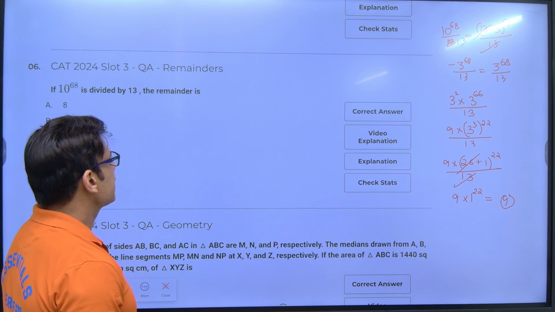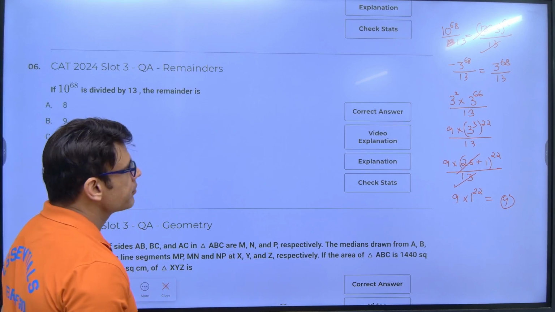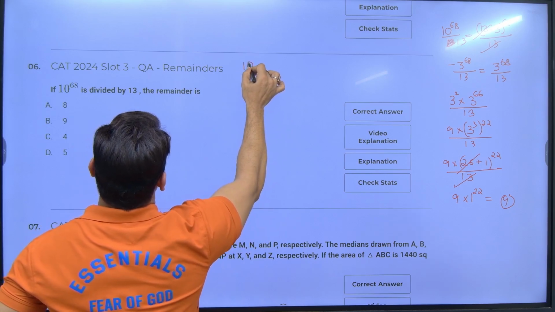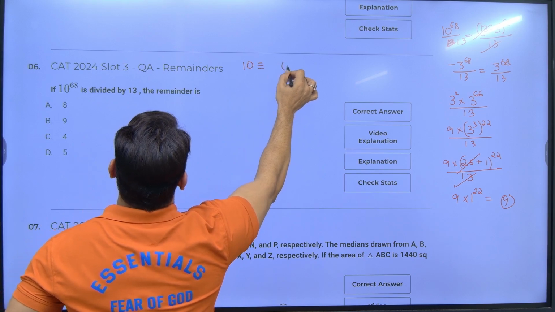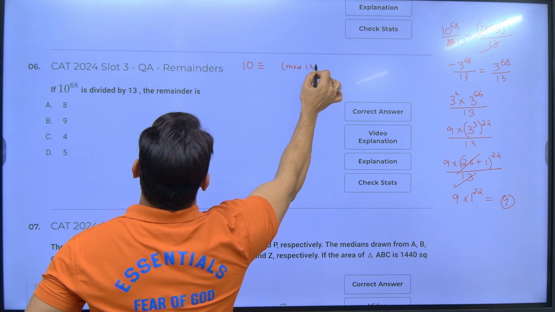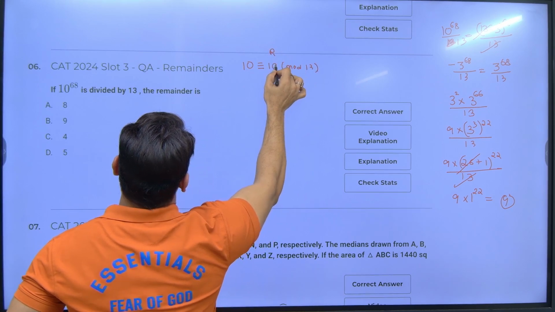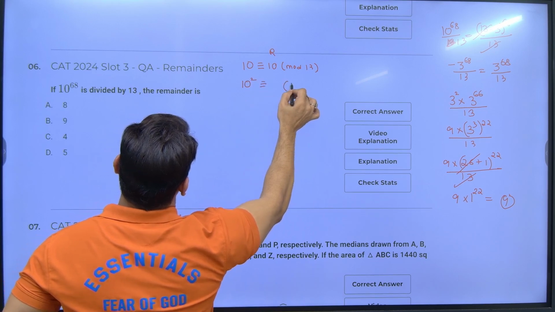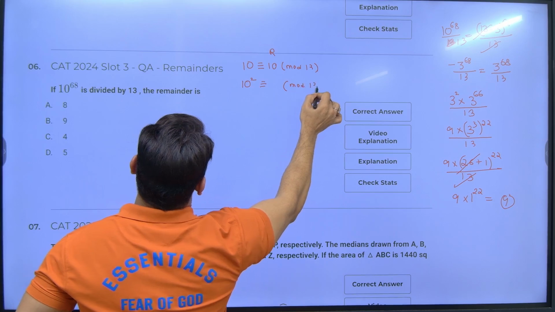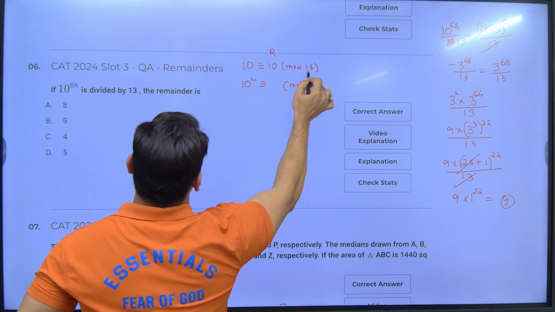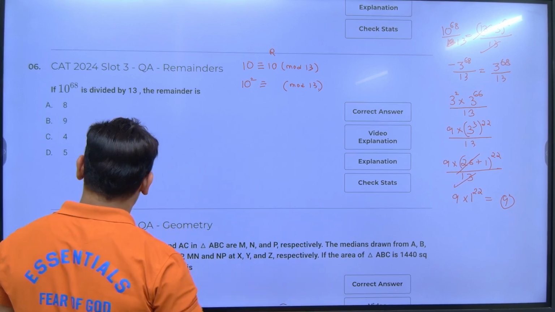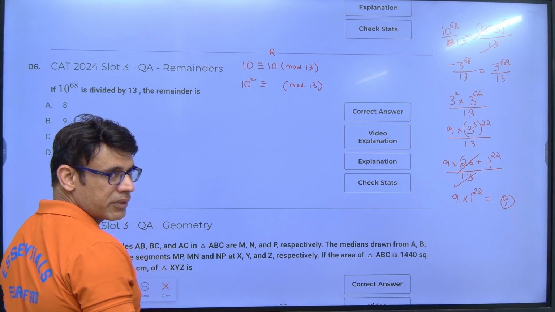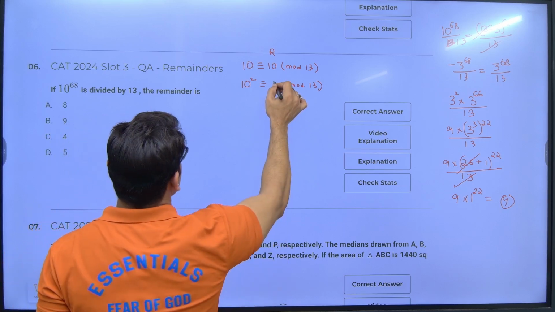Okay. The second method is modulo method. In modulo method, what you do? You take 10 raised to the power 1 and divide it with 13. What is the remainder? 10 only. Next is 10 square divided by 13. 10 square is 100. 100 divided by 13. 13 7s are 91. Remainder is what?